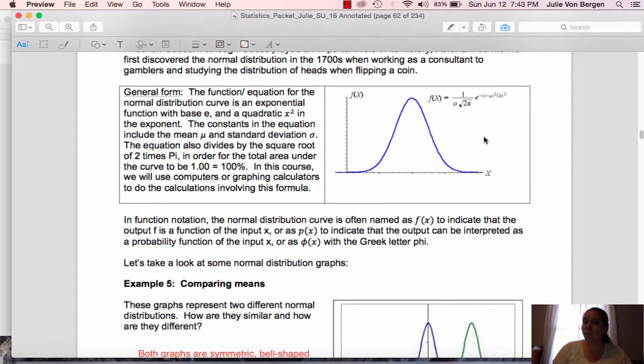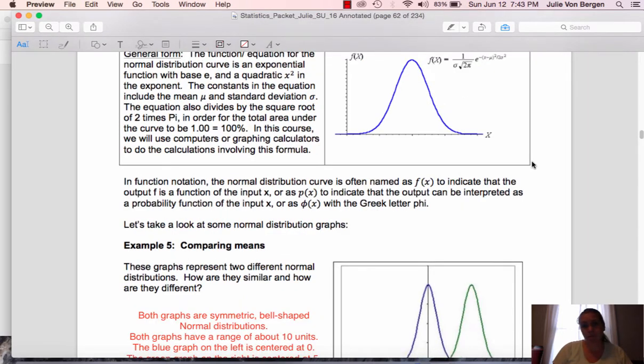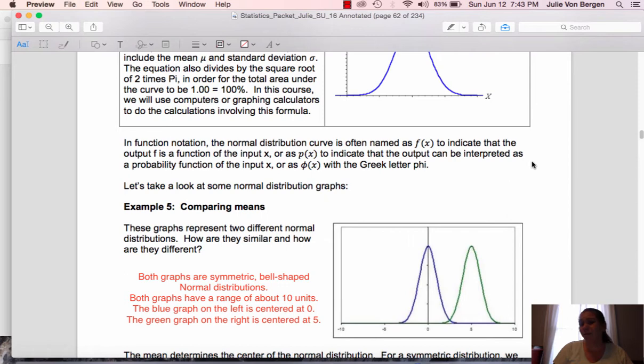Like other distribution graphs, the area under the curve adds up to 1.00 or 100%. And then all of the y values are positive, right? That's our other requirement to be a distribution graph. An important thing to notice is in function notation, sometimes this normal distribution curve is called f of x or p of x to indicate that the output, we sometimes think of it as a probability, or you'll see also the Greek letter phi. This is phi, the Greek letter, in function notation. But again, it's just another way to write y, or the output.